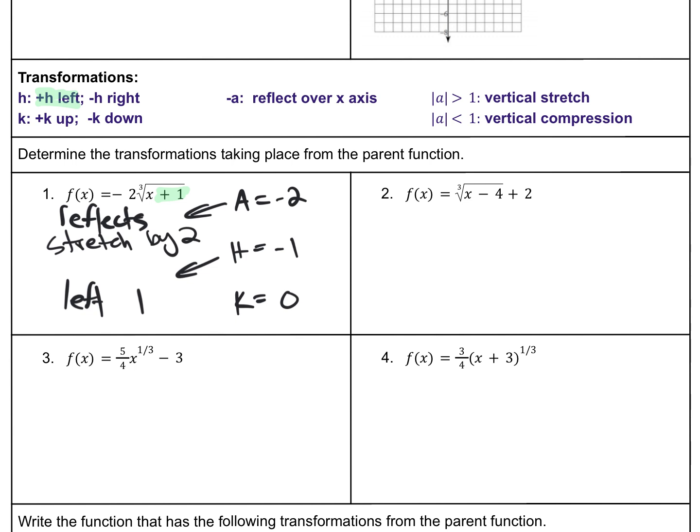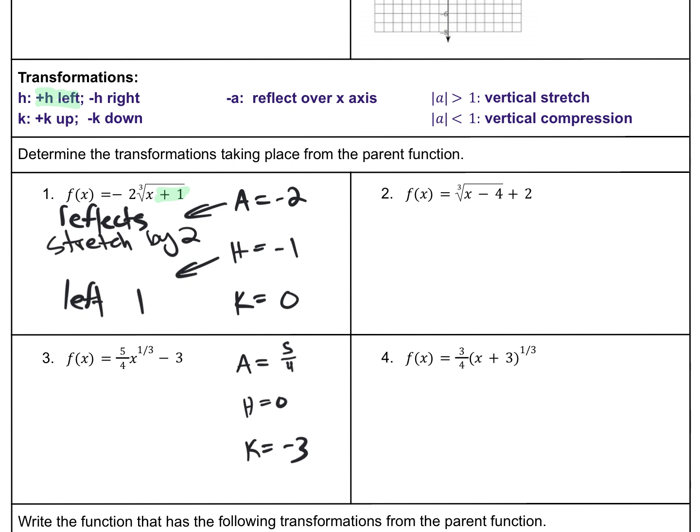Jumping down to number 3 now, kind of the same thing. Here, trying to identify A, H, and K. This time the A value up front really is that 5/4 fraction. Here, there's nothing in parentheses with x, so we know our H value has to be a 0. And then our K value would be what comes last, this -3.